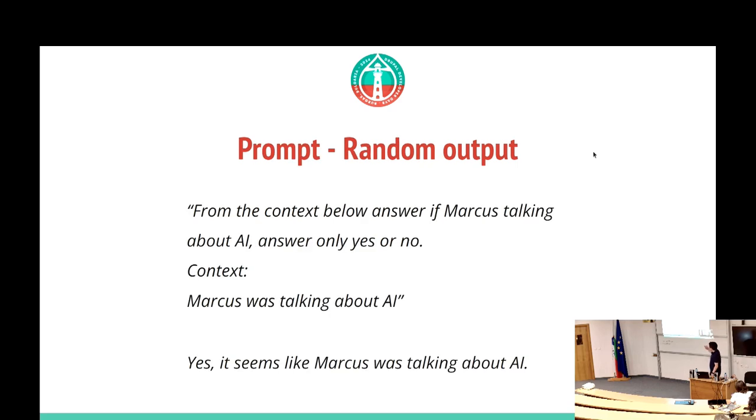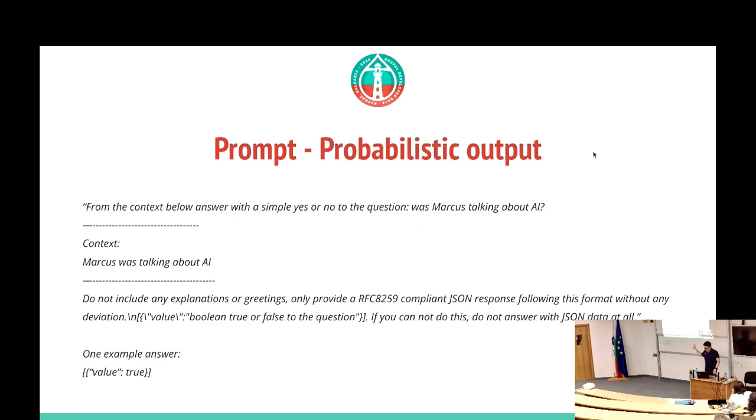If you ask it for random output and you still try to say, hey, please only answer yes or no to these questions, it still will answer sometimes like, yes, it seems like Marcus was talking about AI, or sure, I can answer this. The answer is yes. And then if you're going to take this output and do something using PHP, it's very hard because you will have to start looking for the answer in there. So this is basically how you do it for probabilistic output.